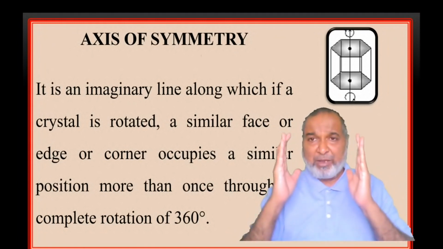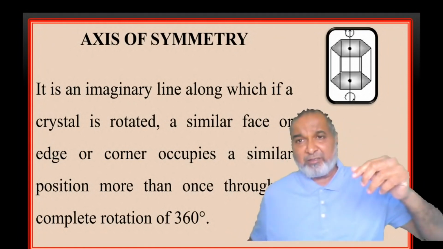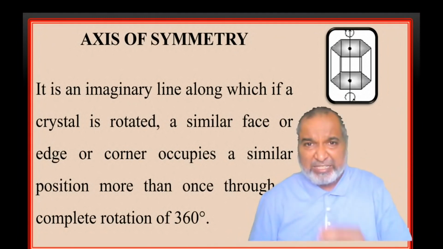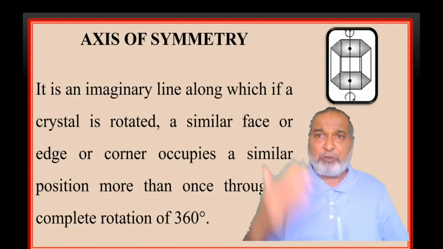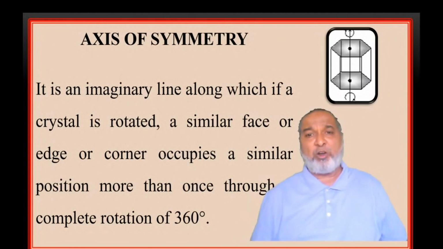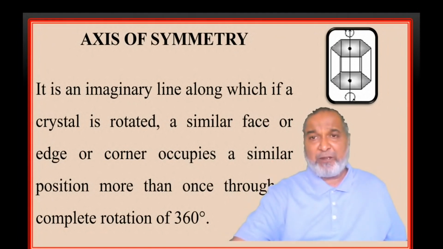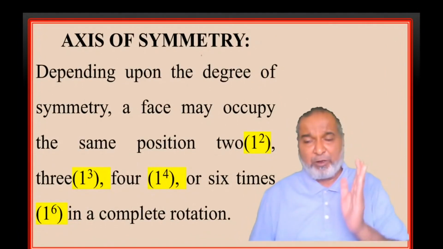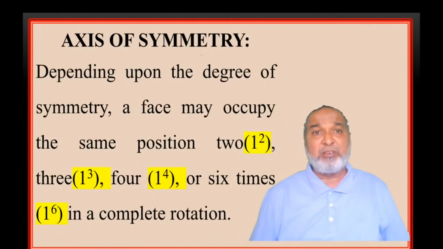It is an imaginary axis along which you have to rotate the model through 360 degree, and the same face occupies the same position twice, thrice, 4 times or 6 times. On the basis of that, we call them one of two-fold, one of three-fold, one of four-fold, or one of six-fold symmetry. I hope this is clear.